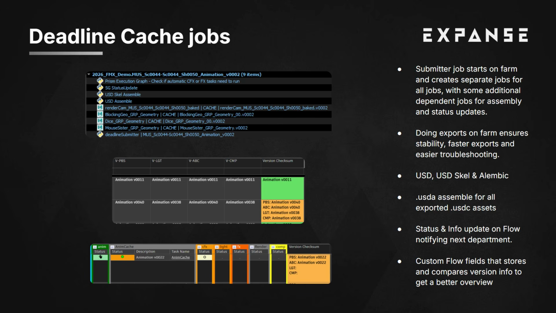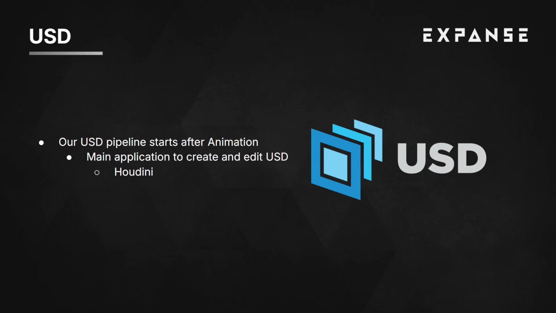And then we have a checksum in ShotGrid that shows what's the latest version of animation through all the steps, all from playblasts and USD caches, light, and comp. And that's it for me.